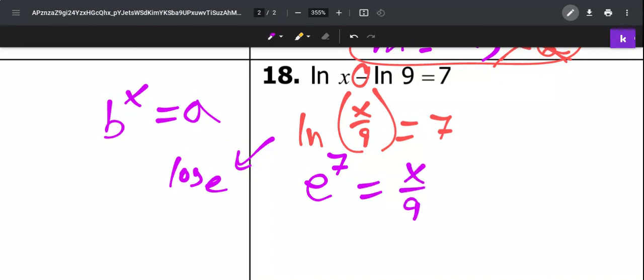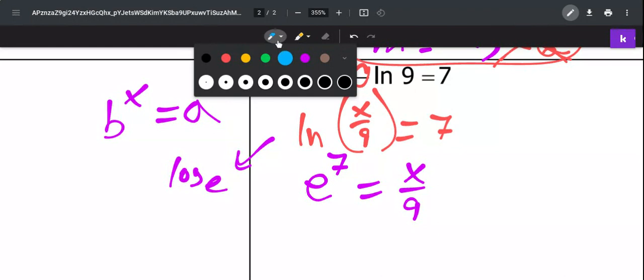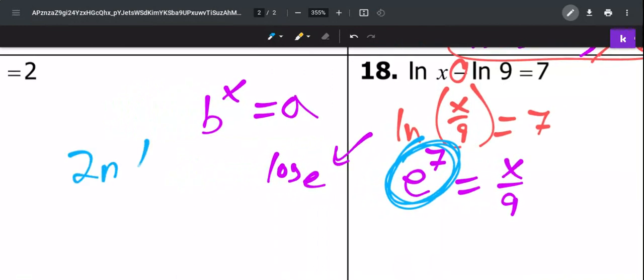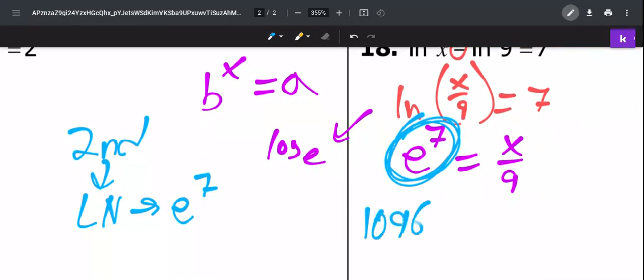x over 9. Now, you may be thinking, how am I supposed to do this? This can be done in our calculator. On mine, it's right above the ln button. If you press second, then ln, you'll see that it pops up a little e. You'll plug in 7 for the exponent, and you will end up with 1,096 point, let's just say 0.6.